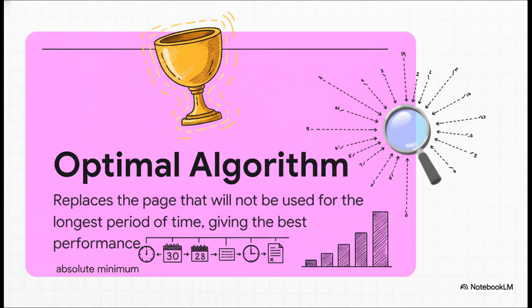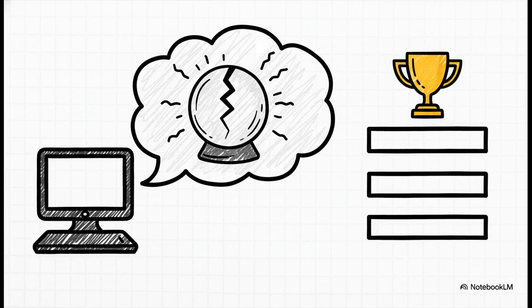Now, on the complete other end of the spectrum, you have the optimal algorithm. This is the holy grail. The idea is, look into the future, find the page that won't be used for the absolute longest period of time, and replace that one. This approach guarantees the fewest possible page faults. It's perfect. Of course, there's a catch, right? Unless your computer comes with a crystal ball, it can't actually predict the future. So the optimal algorithm is impossible to build in real life. We just use it in theory, as a benchmark, a perfect score that we can compare our real-world algorithms against.